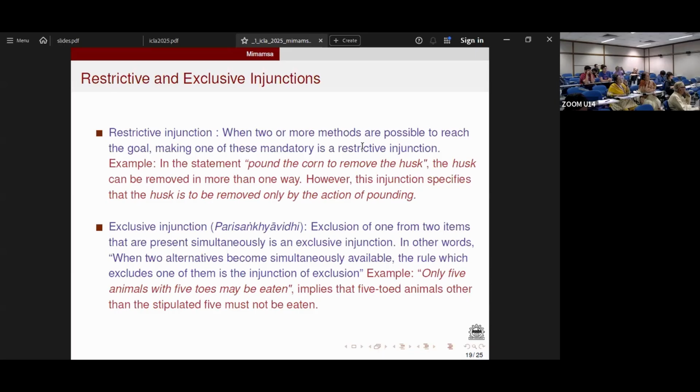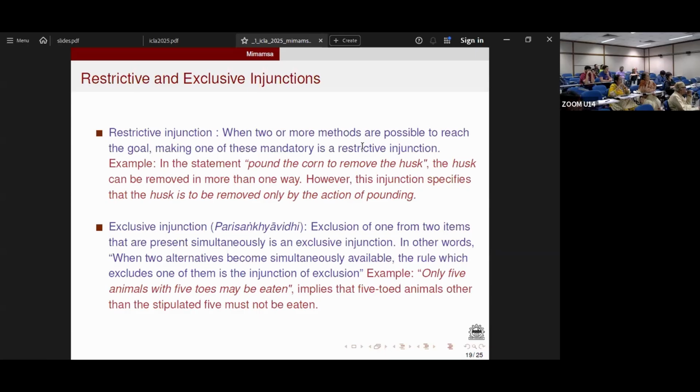Exclusive injunction, the parisankhya. Exclusive injunction, as I said, excludes something else. So again, we'll take an example here. There is a statement which says pancha panchanakha bhaksyaha. What it means is that there are some animals which have 5 toes. It says that only 5-toed animals can be eaten.